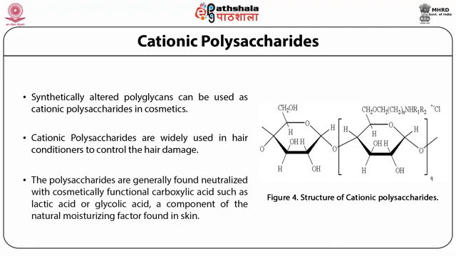The polysaccharides are generally found neutralized with cosmetically functional carboxylic acids such as lactic acid or glycolic acid, a component of the natural moisturizing factor which is found in skin. The structure of the cationic polysaccharide is shown in the figure, and you can see it easily here. Only 3 cationic polyglycans are commercially used in cosmetics: cationic hydroxyethylcellulose, cationic guar, and cationic hydroxypropyl guar.